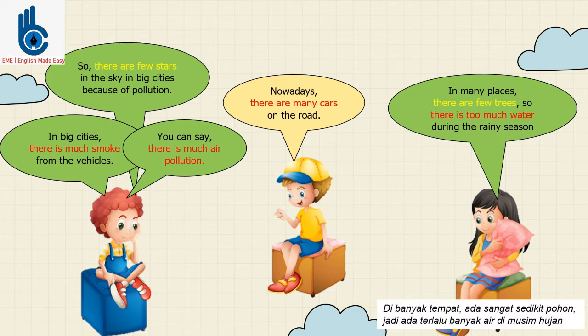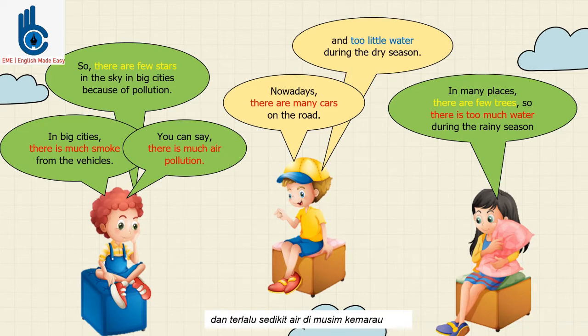And then the girl said, "In many places, there are few trees, so there is too much water during the rainy season." And the boy added, "And too little water during the dry season." Dalam percakapan ini, mereka memperbincangkan tentang keberadaan pohon di sekitar mereka dan pengaruhnya terhadap keberadaan air baik saat musim kemarau maupun musim penghujan.